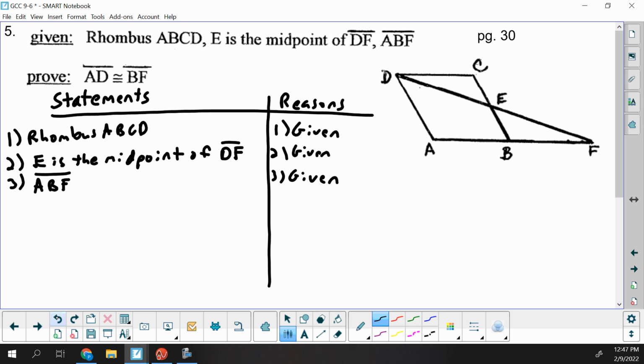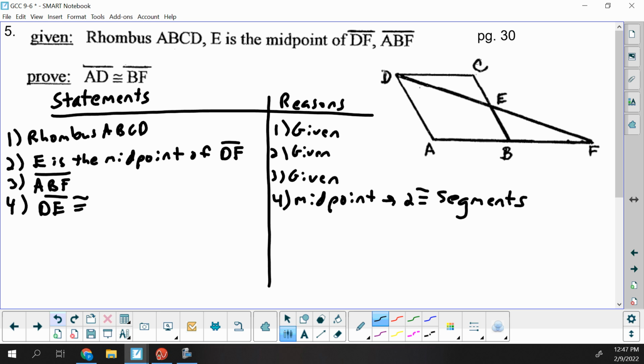So let's maybe start with that midpoint that we have. That's an easy one to do. We'll do midpoint implies two congruent segments. If E is right in the middle of DF, then our statement would be that DE is congruent to FE. We said they're congruent in our proof, so let's mark it up in our picture.